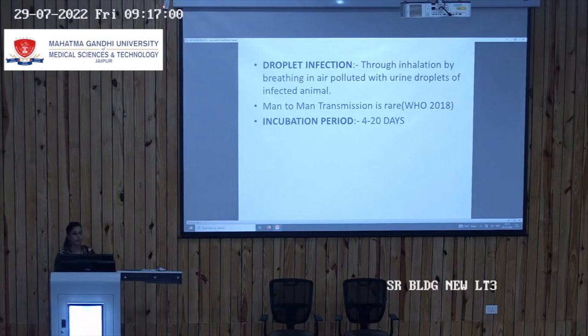There may be droplet infection also through inhalation by breathing in air polluted with urine droplets of infected animals. In 2018, WHO gave the statement that man-to-man transmission is rare. Whenever the disease is transmitted, it is from animals to humans through infected urine. The incubation period of this disease is 4 to 20 days.